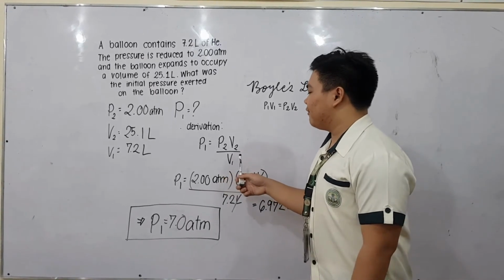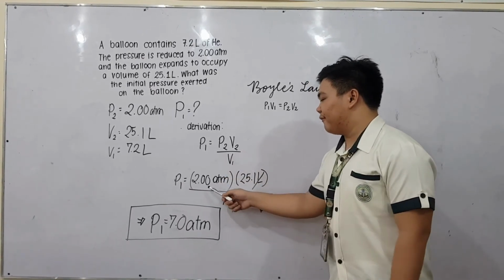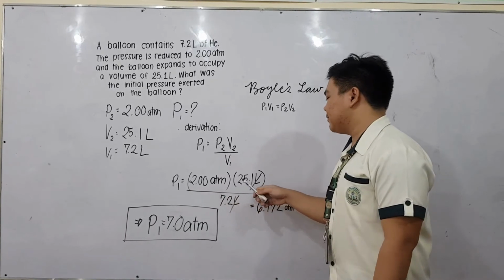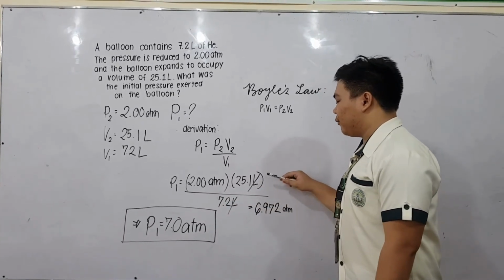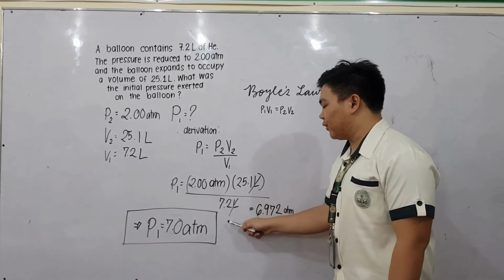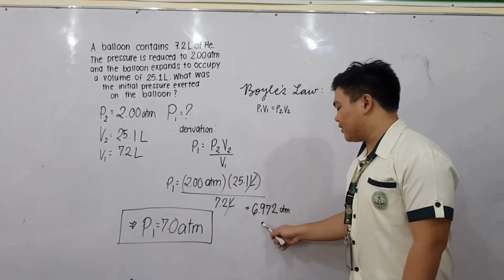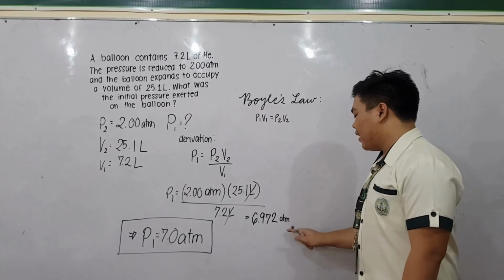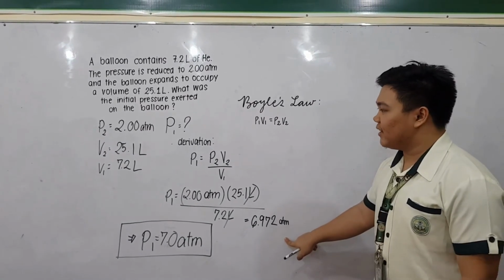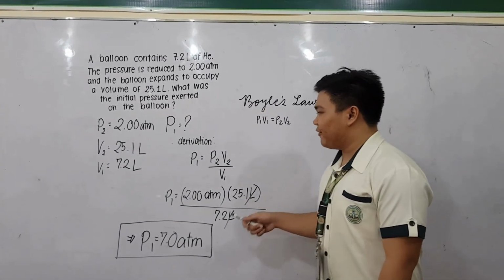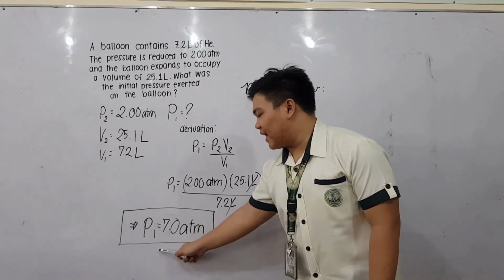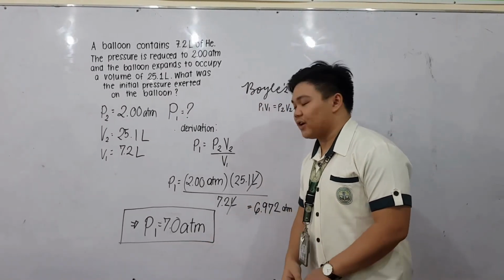Substituting our given to our formula, we will have 2.00 atmospheres times 25.1 liters all over 7.2 liters. Cancelling the same units, we will get 6.972 atm. And since the lowest significant figures is 2, our final answer will be 7.0 atm.